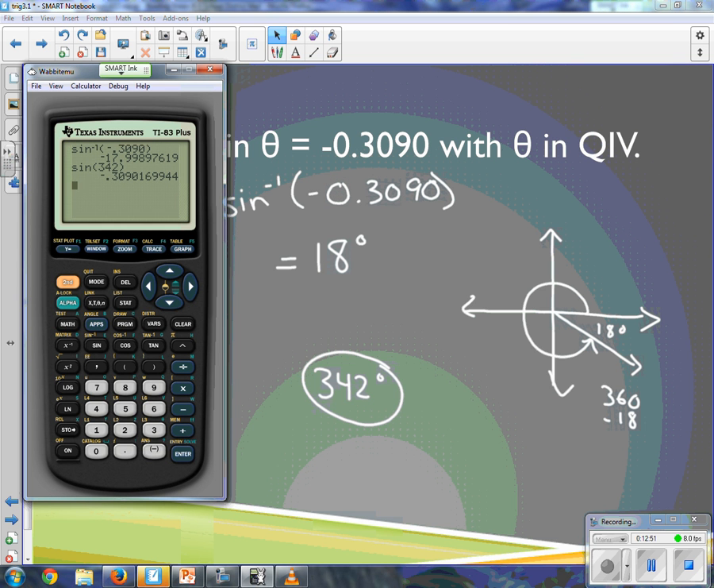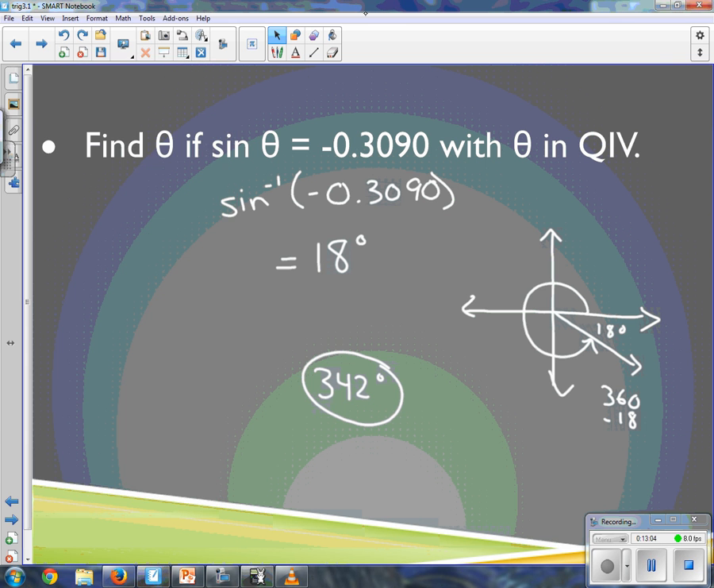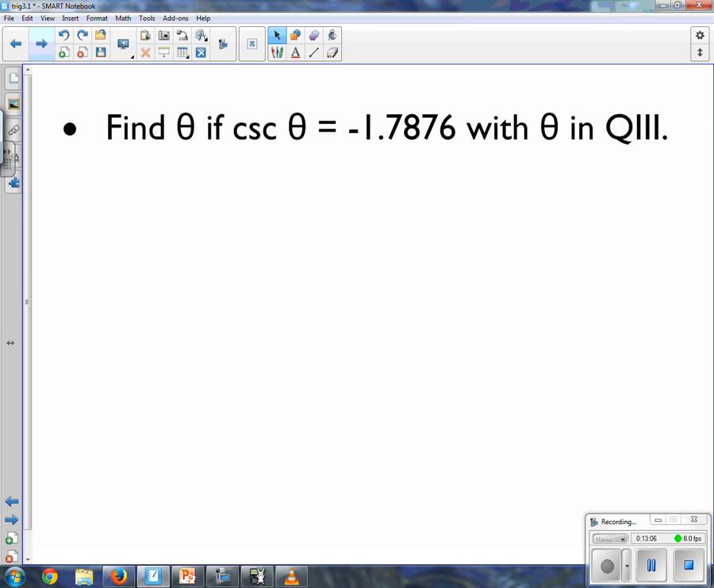So as long as that matches up, you're good. If it's just a little bit off, you're probably okay. You remember the 18 wasn't exactly right. We had to round a little bit. So as long as it's only a minor change, you're okay. But I would recommend you check those every time. So another problem along a similar line. Find theta if the cosecant of theta is negative 1.7876 with theta in quadrant 3.